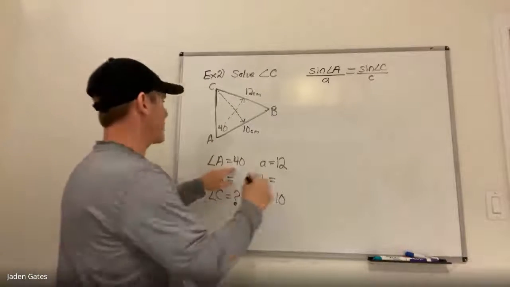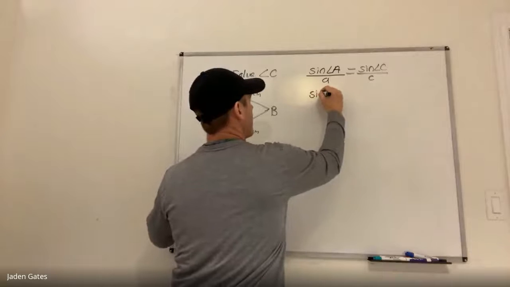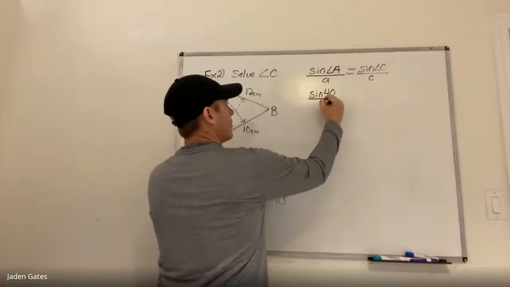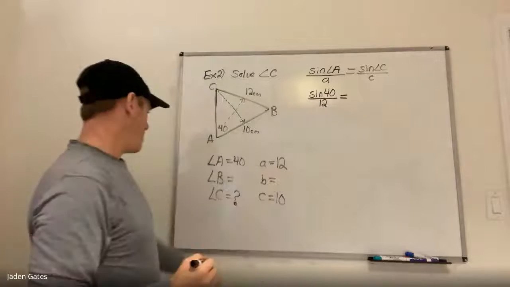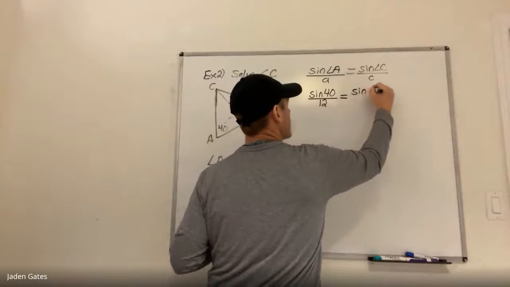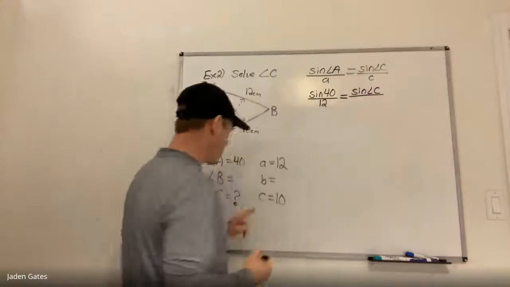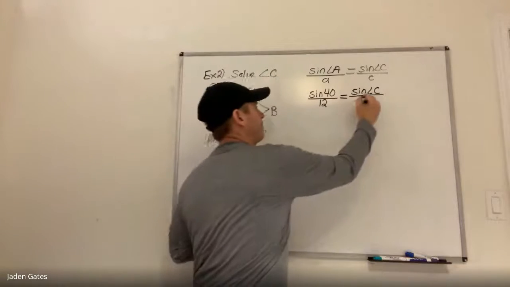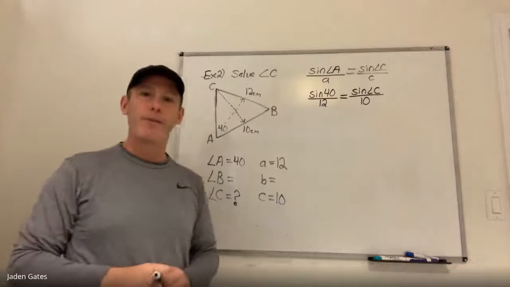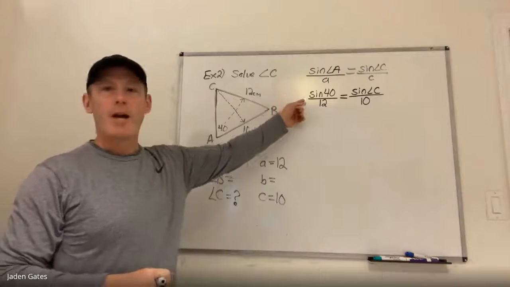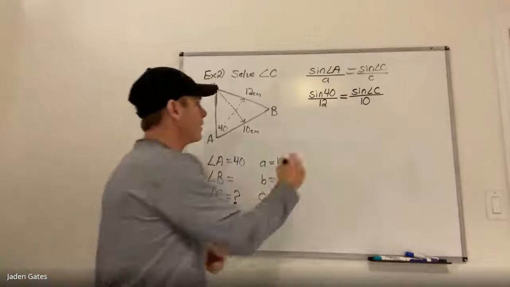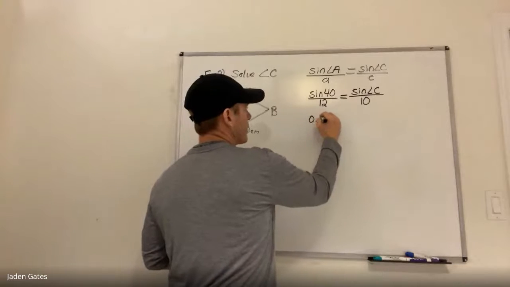All right, so I got my angle here, sine 40 degrees. Side A is 12. All right, what else we got here? We don't know angle C, so I'm going to write that down here, side angle C. But I do know side C here is 10. All right, not a whole lot of simplifying I can do here, but I can find the sine of 40. So I'll type that into my calculator and I get 0.643.